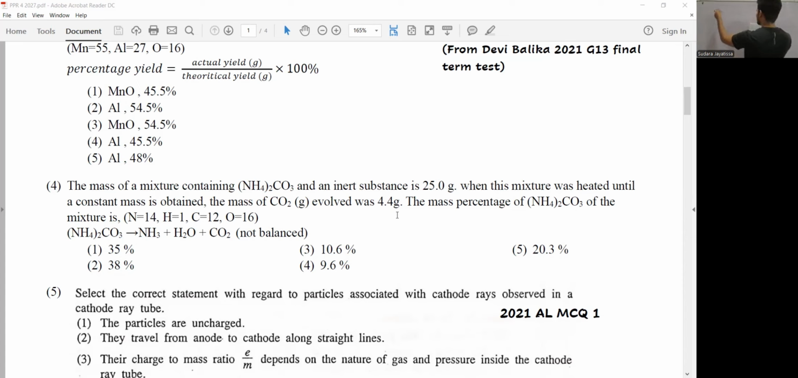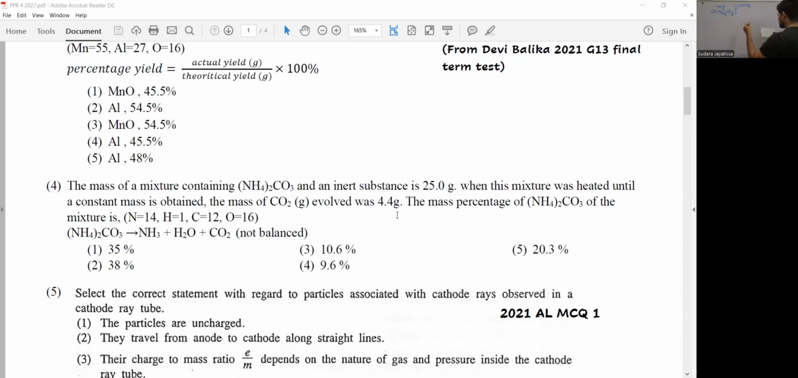And please show your reviews in the class. The mass of a mixture containing ammonium carbonate and an inert substance. That's really important. Inert substance is there. So that means the total mass is 25.0 gram. Okay, that is an important thing to tell you. I'll tell it in a few minutes.